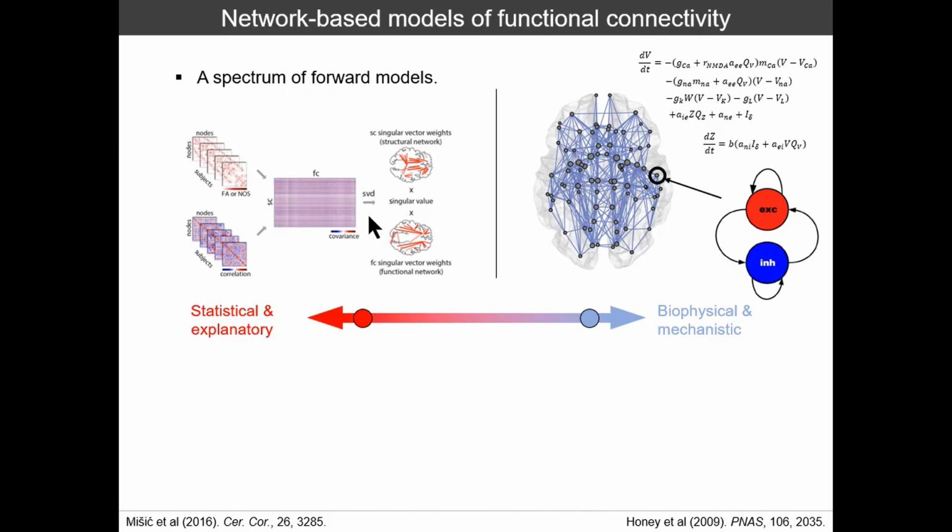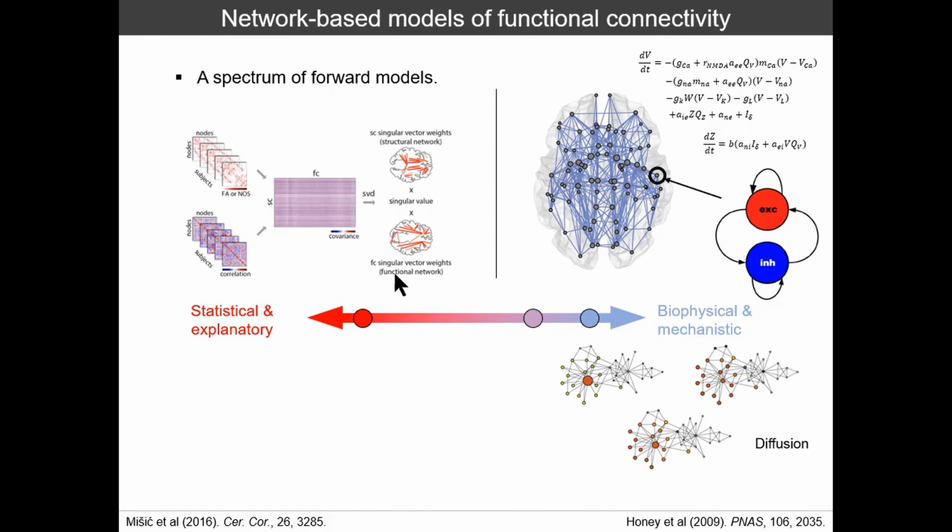On the other hand, there are the simple statistical and explanatory methods for trying to relate structure to function. Canonical correlation analysis is a good example. Partial least squares is a good example, where you're simply taking your structural connectivity and functional connectivity and trying to use some statistical model. There's no dynamics, but using some statistical model to generate some correspondence between the two modalities.